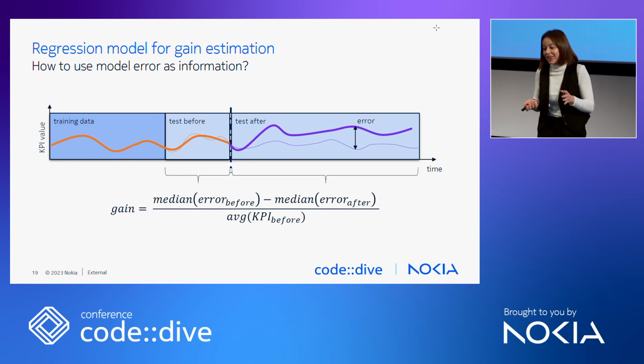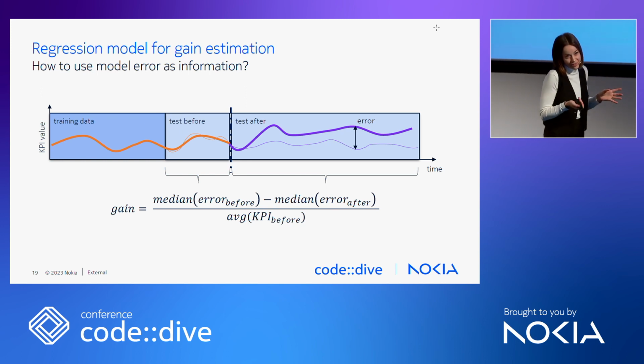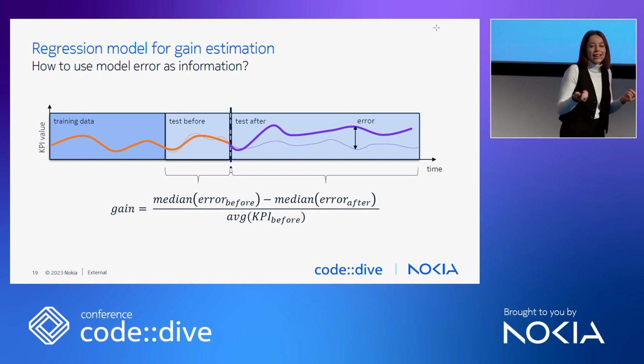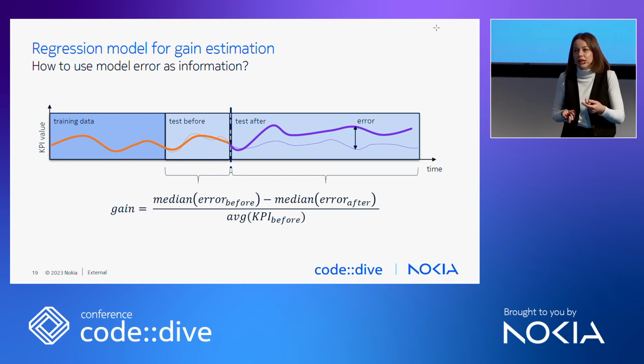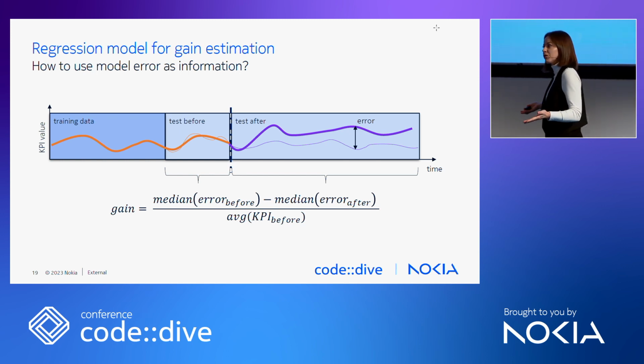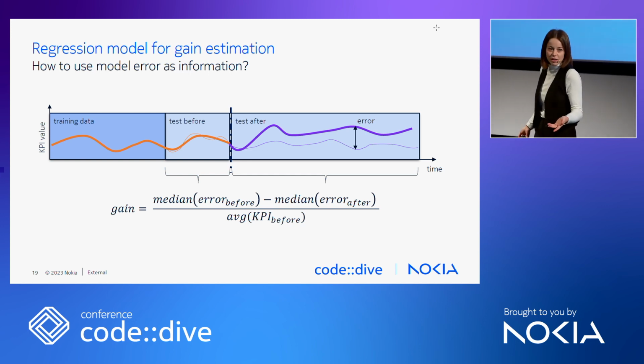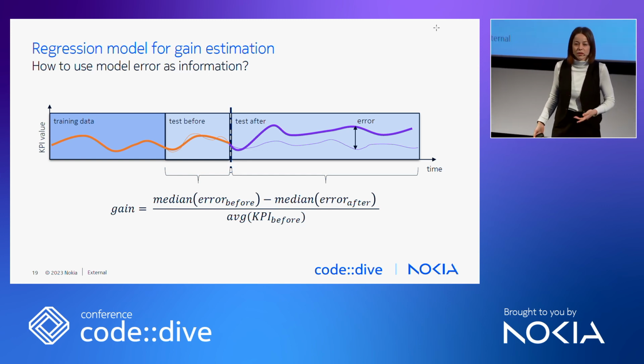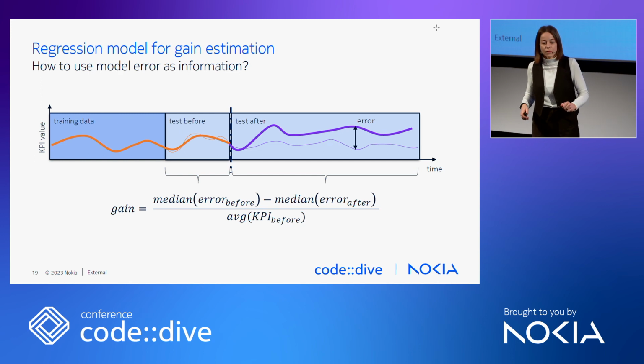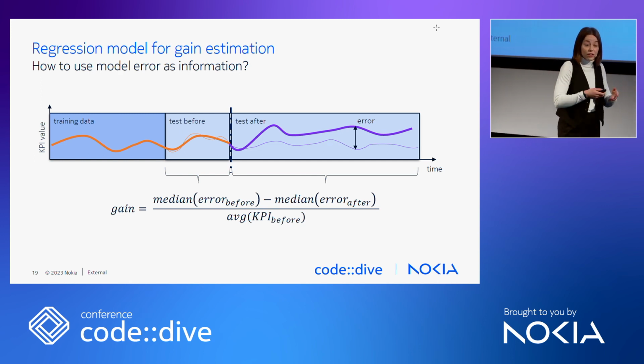But I know it may seem complicated at first. Someone could even ask if we can actually believe that the model error will give us trustworthy information about the gain. Because after all, it's an error, right? Something that we don't want to have, or something that we want to have minimized. But let's consider together a simple example.